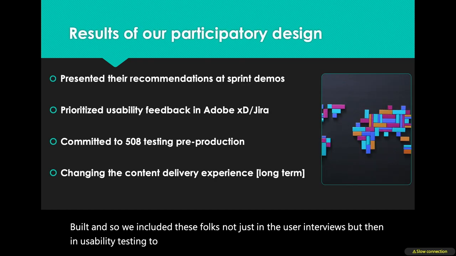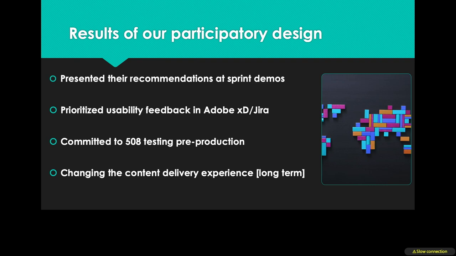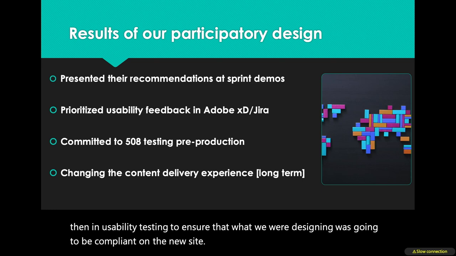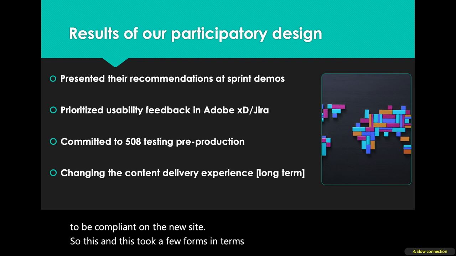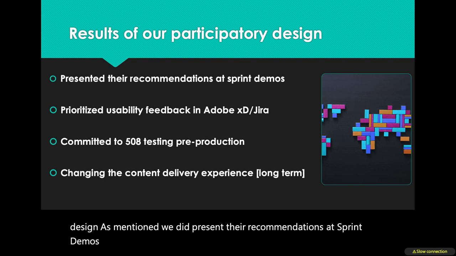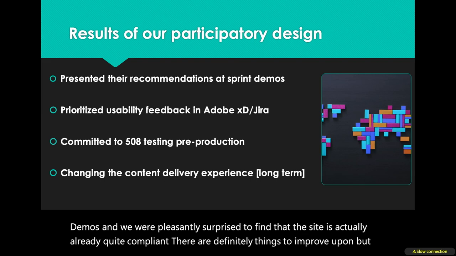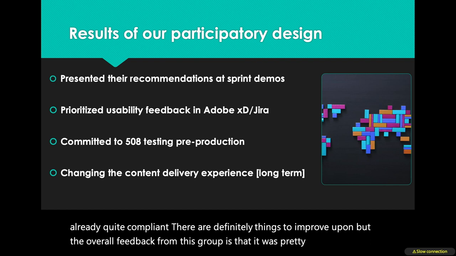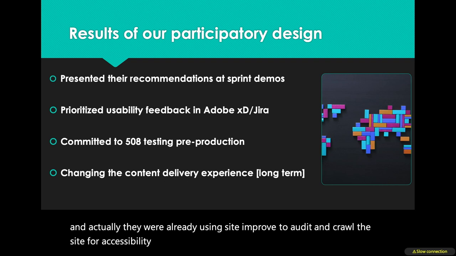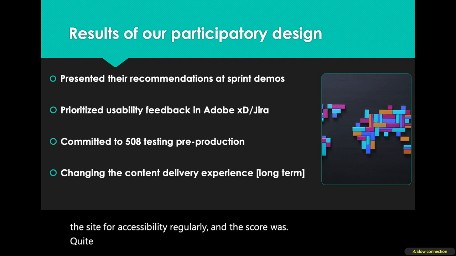So this took a few forms in terms of the results of the participatory design. As mentioned, we did present their recommendations at sprint demos, and we were pleasantly surprised to find that the site is actually already quite compliant. There are definitely things to improve upon, but the overall feedback from this group is that it was pretty good. And actually they were already using Site Improve to audit and crawl the site for accessibility regularly, and the score was quite high, so the qualitative feedback validated the data that we had.